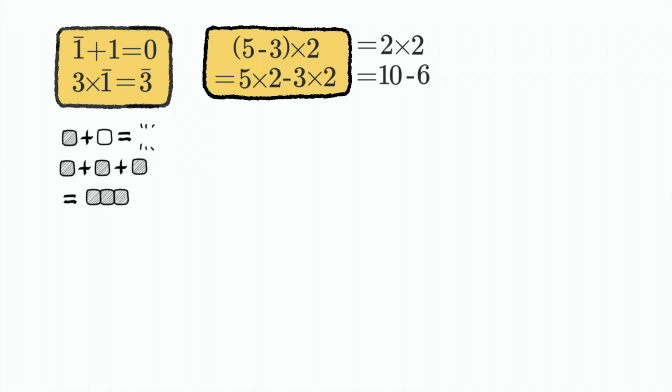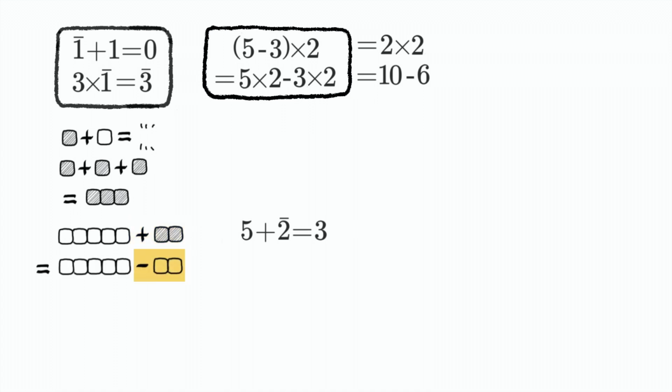Under these rules, what is 5 plus negative 2? 2 negatives and positives cancel out. We can make it like this. 5 minus 2.